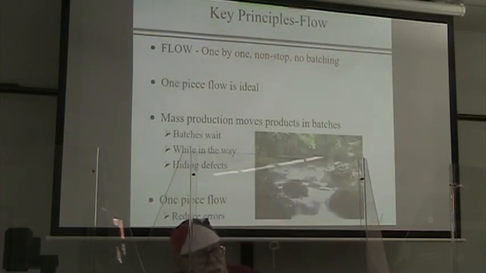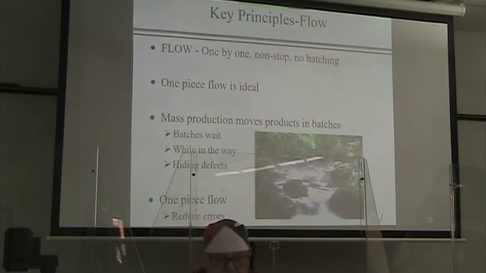All right, so flow, we want our product or our service to go through the process one at a time without stopping or being batched. So one-piece flow is always the ideal that we go for. When we talk about mass production, that moves the products in batches, but batches wait while they're in the way and they're hiding defects inside the batch. So one of the reasons that we use one-piece flow is to reduce errors, right? And you'll notice that we illustrate the idea of flow with a picture of a stream.